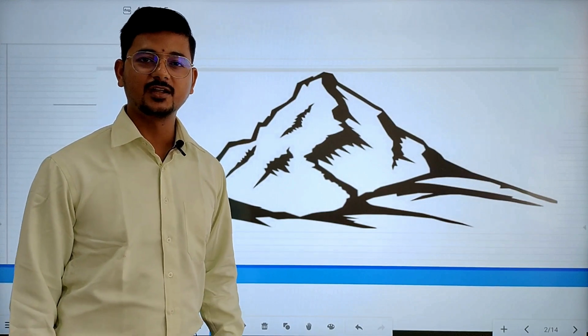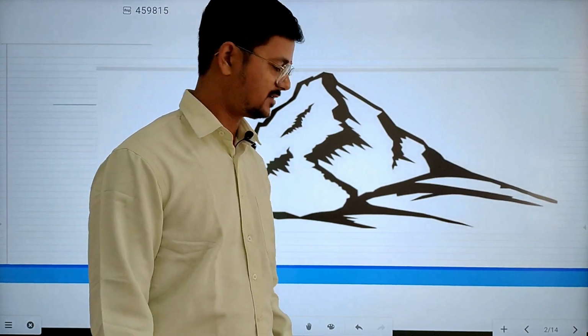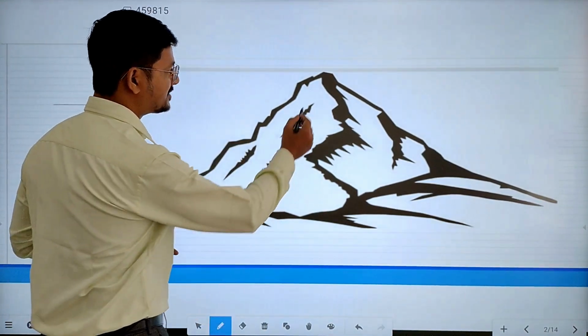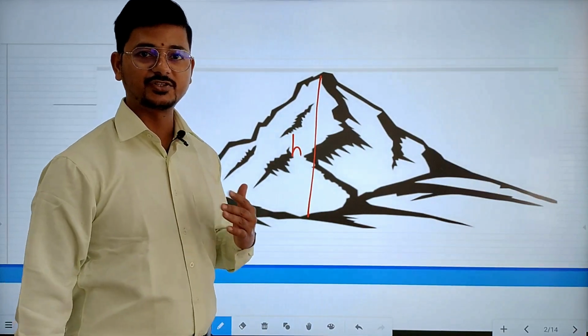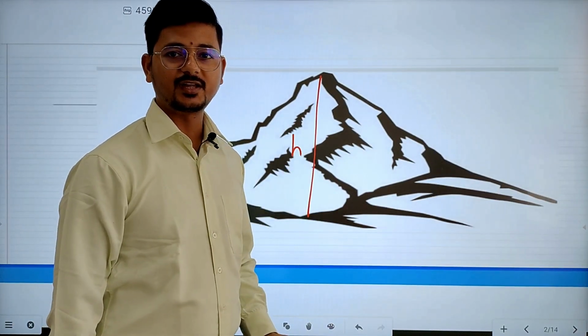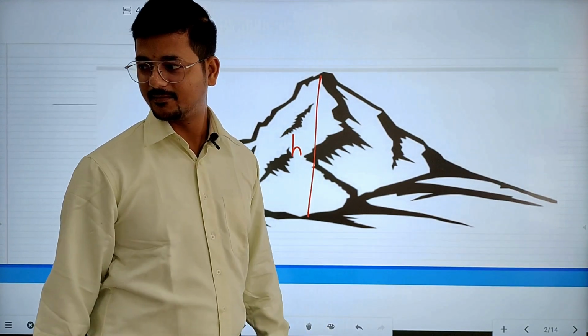Myself Sunil Mishra, and today we are going to start one of the most interesting chapters of grade 10th mathematics, and today you have to guess the name of this chapter. So here we have a mountain. Let's suppose you want to measure the height of this mountain. You don't have any modern navigation instruments. So how are you going to measure the height of this mountain? Let's guess. You can take your time.